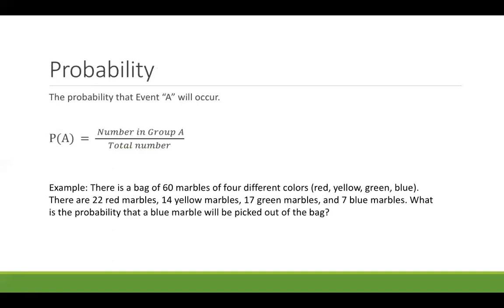So here's an example. I'm going to use marbles again. There's a bag of 60 marbles of 4 different colors: red, yellow, green, and blue. There are 22 red marbles, 14 yellow, 17 green, and 7 blue. What is the probability that a blue marble will be picked out of the bag? So take a minute to answer this question.